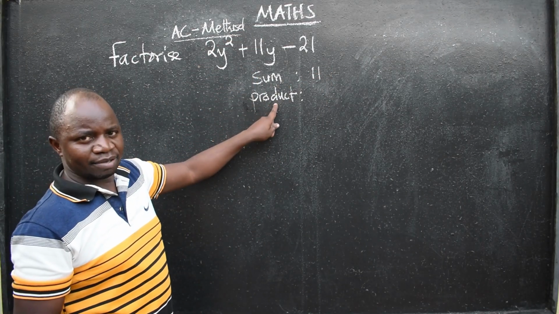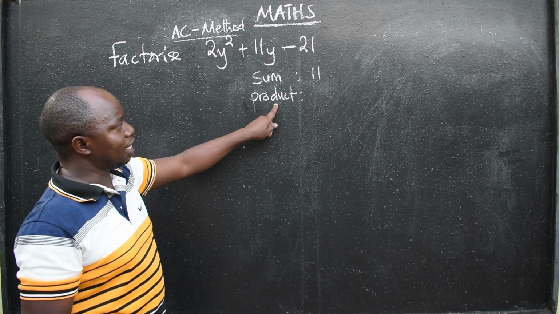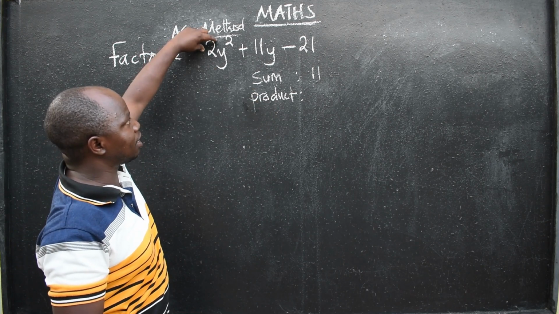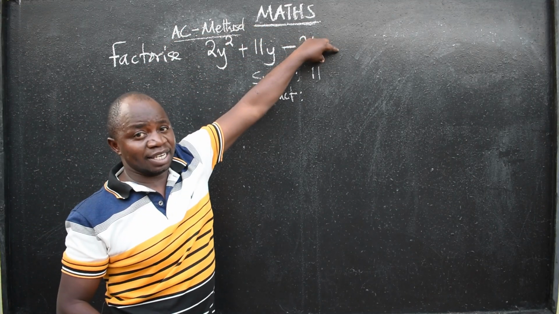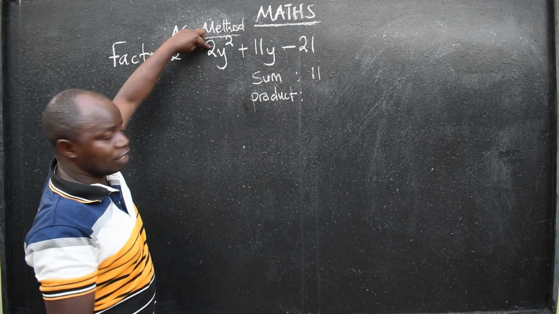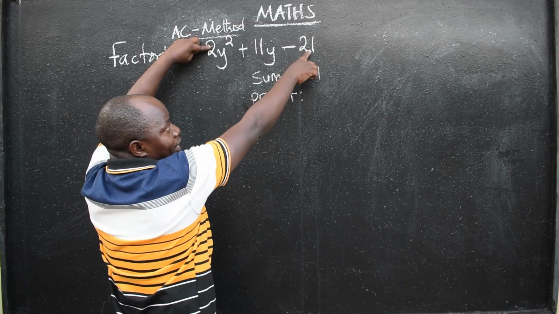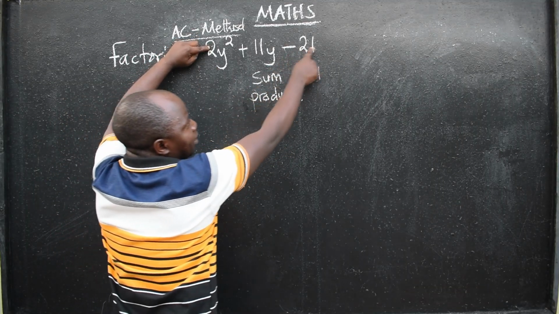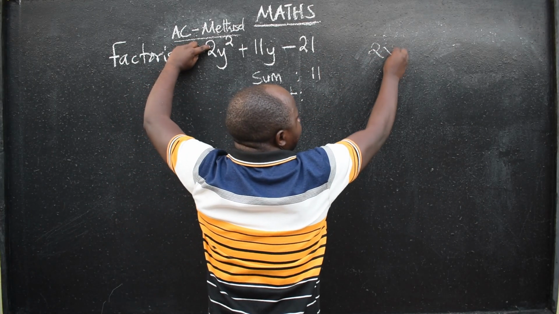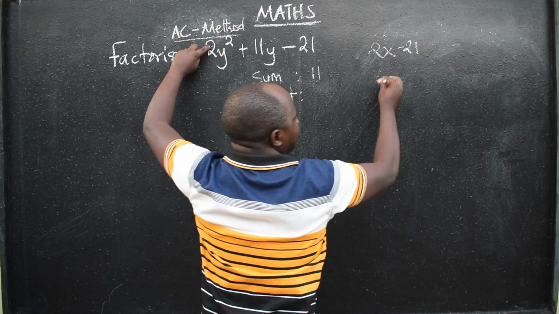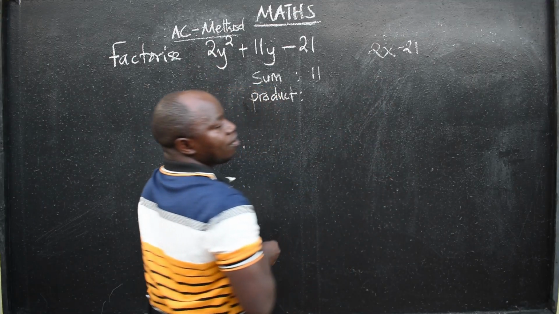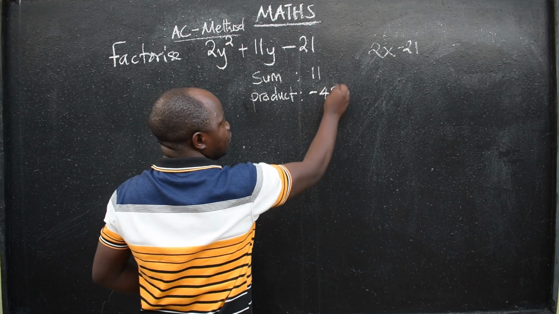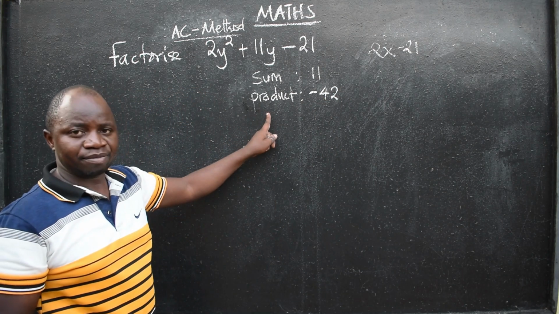Then the product is now the multiplication of the first term and the last term. So here we have a 2. And here we have negative 21. So you multiply 2 times negative 21. 2 times negative 21. You get negative what? 42. So negative 42 is our product.